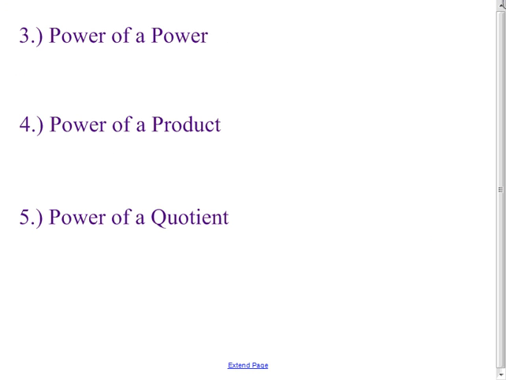The next 3 are power of a power, power of a product, and power of a quotient. For power of a power, this is like x to the a, and then that whole thing is taken to the b power. Well, this is just x to the a times b. This is when I physically multiply my exponents, when I take a power to another power.